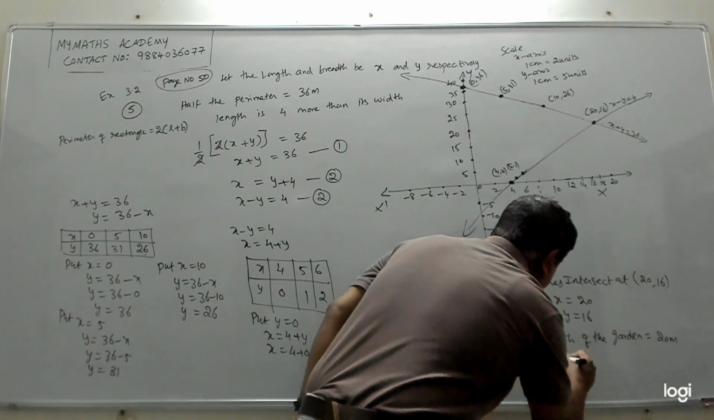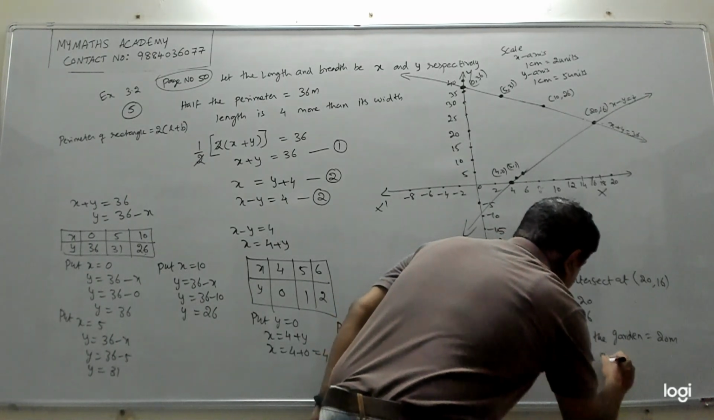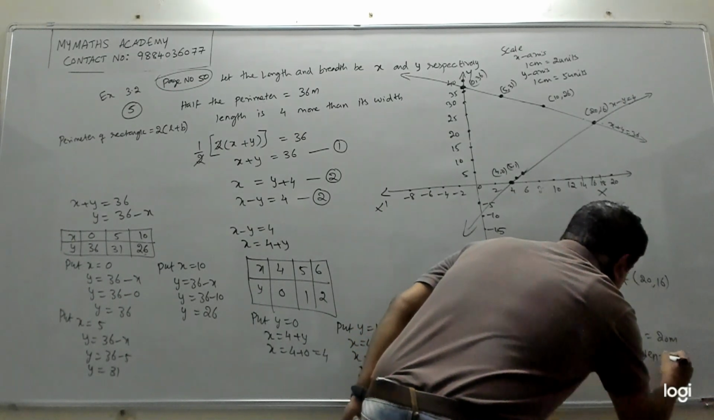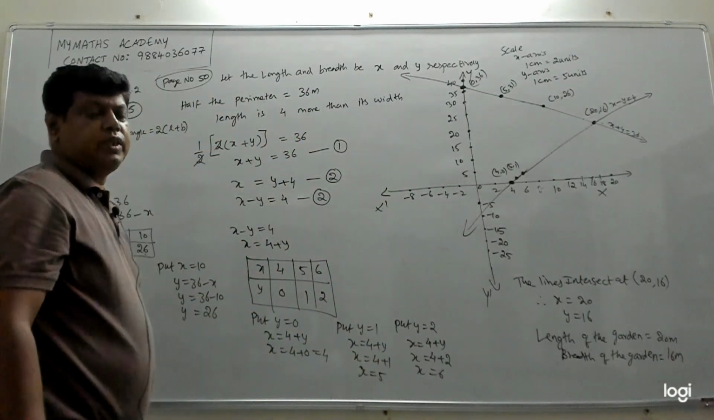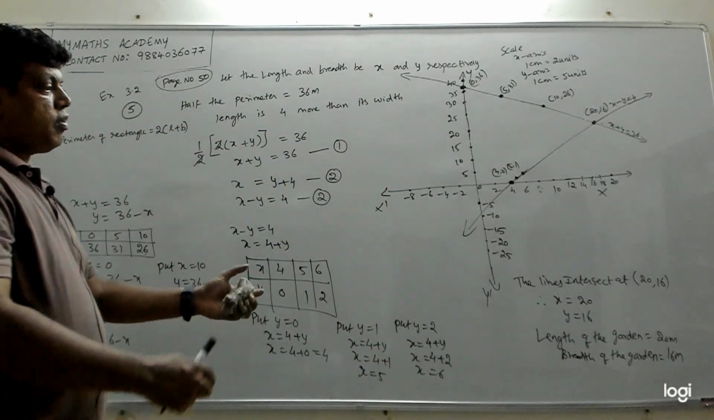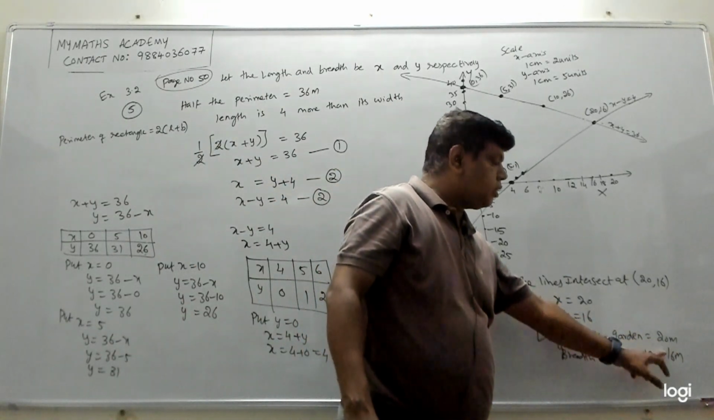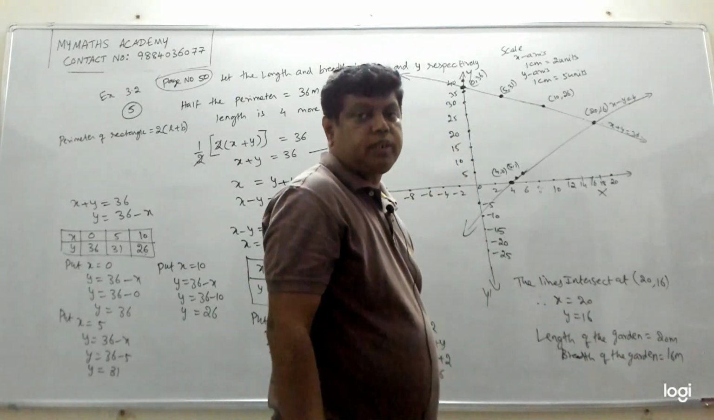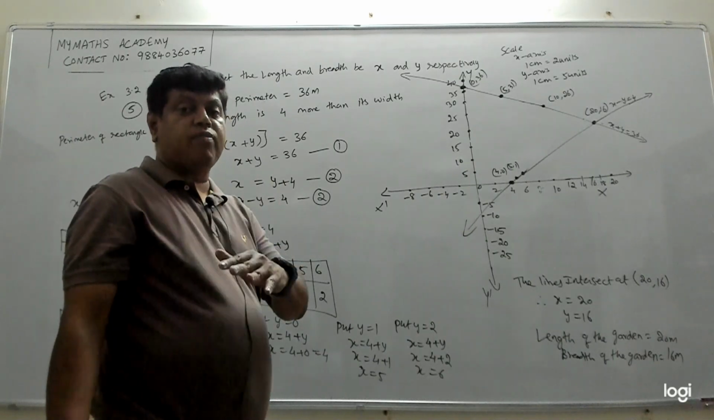Breadth of the garden, or you can call it the width of the garden, is 16 meter. So if you find the perimeter of this, it will be 2 into (L plus B). So 2 into (20 plus 16). 20 plus 16 is 36. So 2 into 36 is 72 and half of that is 36.